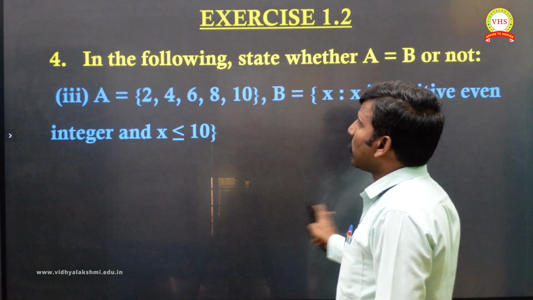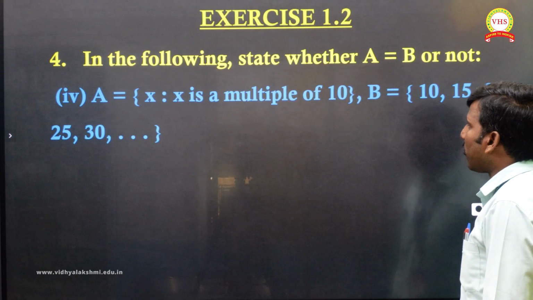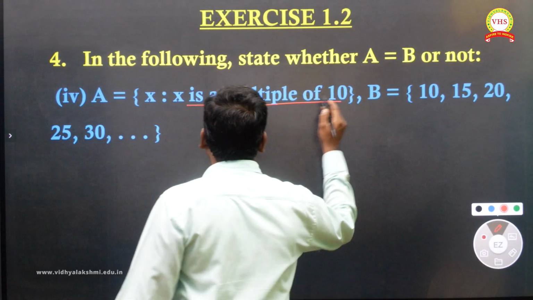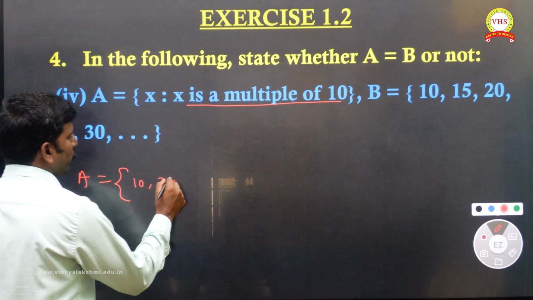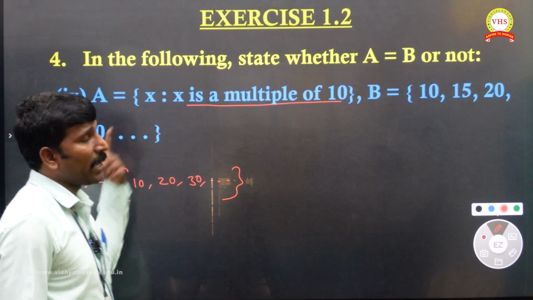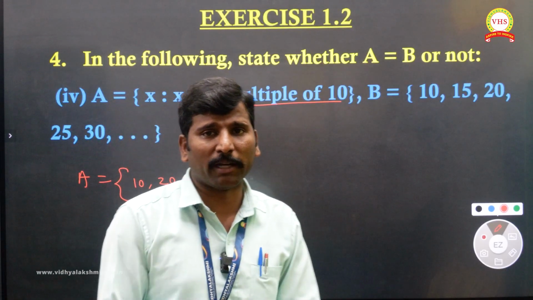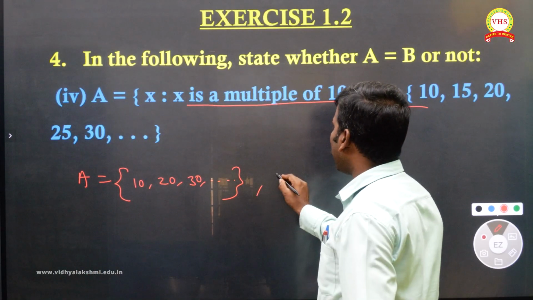And next, fourth Roman, fourth subdivision. X is a multiple of 10. Then set A equals 10, 20, 30, and it goes on. This is set A, where x is a multiple of 10. That is an infinite set. One more point. And B also, what is that?